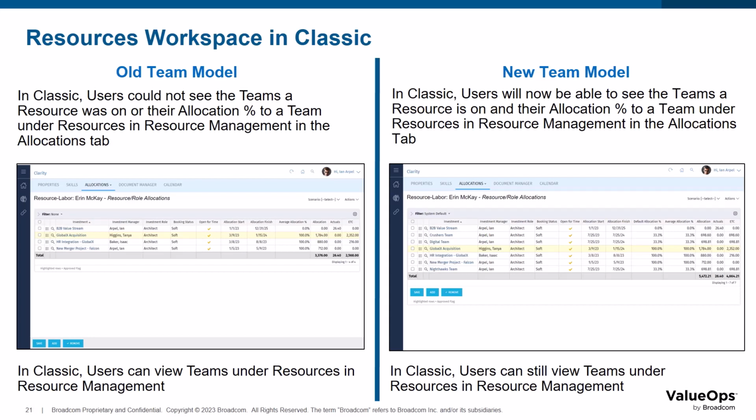And in the new model in Classic, notice that for the same resource, Erin McKay, I can see the teams that she's on. One of the teams she's on is the Nighthawks team. And we can also see her default allocation percent to that team, as well as other investments that she's on. And similar to what you could do prior to this transition, users can still view the team resource, Nighthawks, for example, in Resources in Classic under Resource Management.